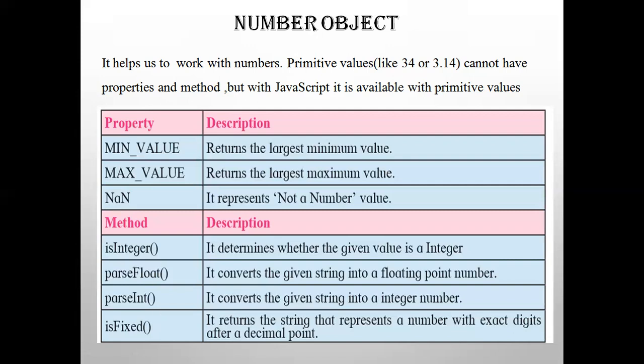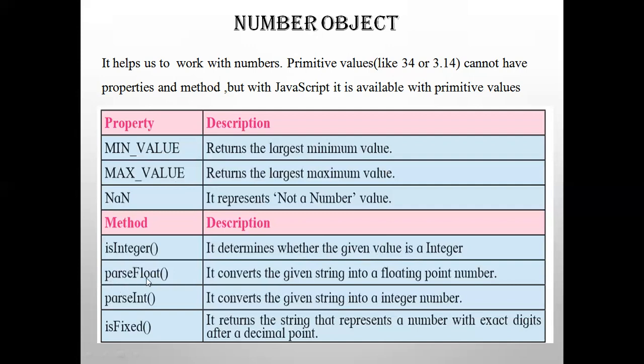First one is isInteger. I is capital here. Take a note of that. isInteger determines whether the given value is an integer. If you give an integer value here, it will give you a boolean output, true or false. So whatever value is given, it's checking whether the given value is an integer or not.